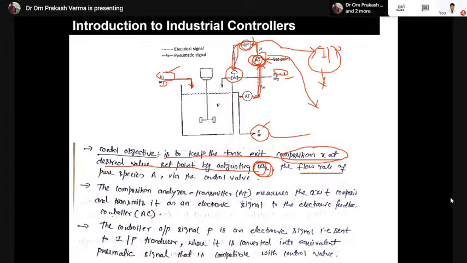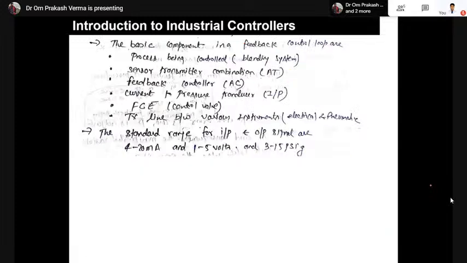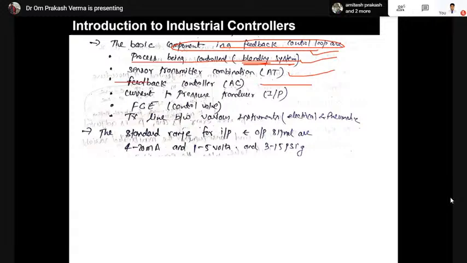Now the composition analyzer transmitter measures the exit value, which we have already discussed. Now what is the feedback control loop? What are the different components of the feedback control loop? First is the process being controlled, which here is the blending process. Then there is a sensor, in this case the analyzer. Then there is a feedback controller, such as the PID controller we are going to discuss today.